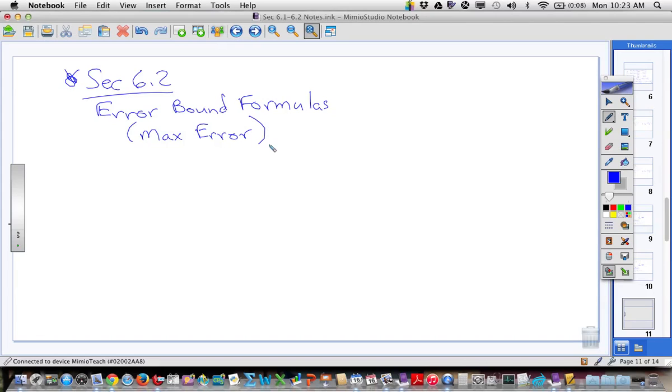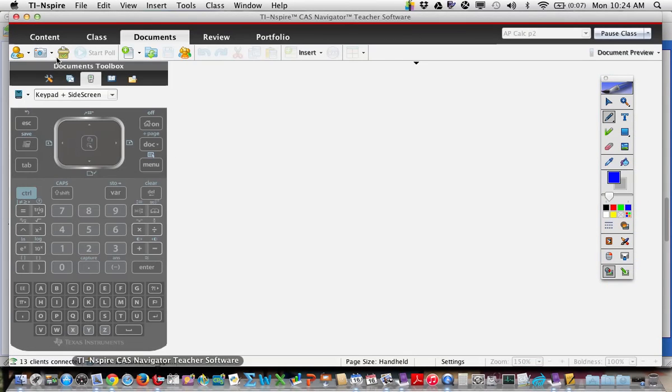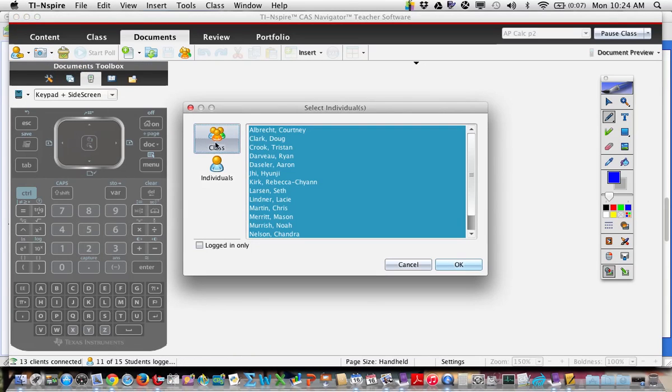You know, when it gives you an answer to an integral, the one we're going to work on today is the integral from 0 to 1 of sine of x squared dx. So this is one we cannot do an antiderivative on, and so we cannot find the exact answer. So let's find that.